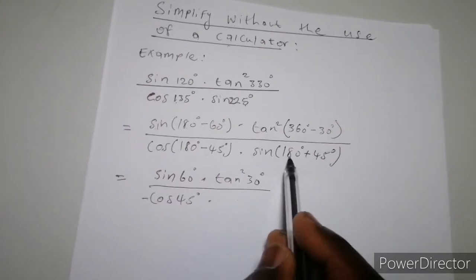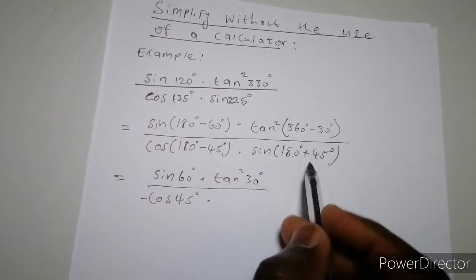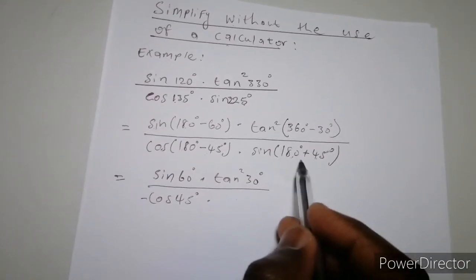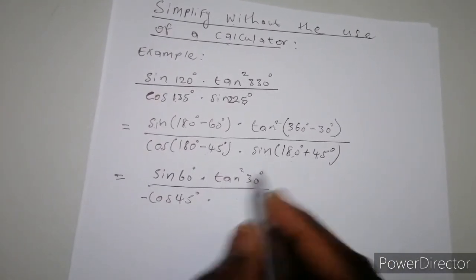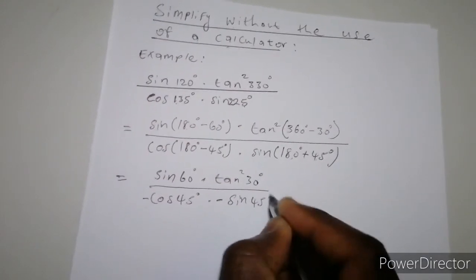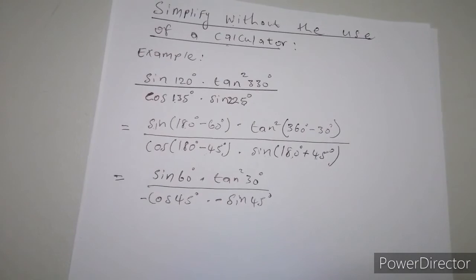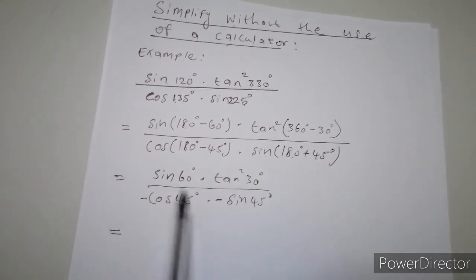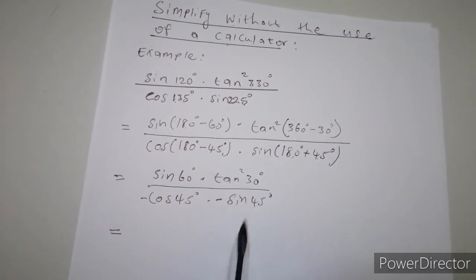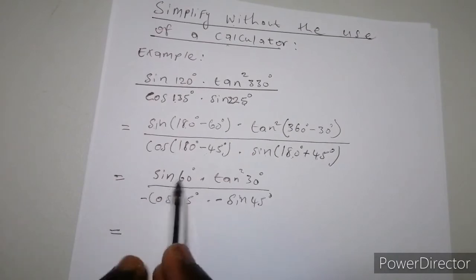Multiply by 180 plus 45. It is in the third quadrant. But the sine of an angle in the third quadrant is negative. Negative the sine of 45 degrees. Now we have the function of special angles that we learned in grade 10. Remember, you can use triangles for special angles. Make sure that you don't use a calculator. If you are using a calculator, you must use it wisely.